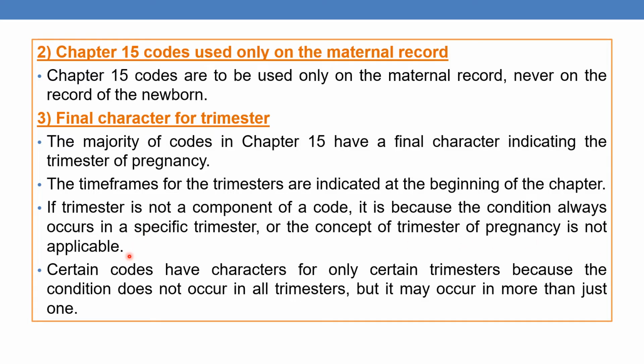Certain conditions such as, for example, gestational diabetes, occur only after the second and third trimester. In such a case, that particular code need not have a trimester component because the condition always occurs in a specific trimester. And in the second case, whenever the concept of trimester of pregnancy is not applicable, the codes may not have that component either. And certain codes have characters only for certain trimesters because the condition does not occur in all trimesters, but it may occur in more than just one.